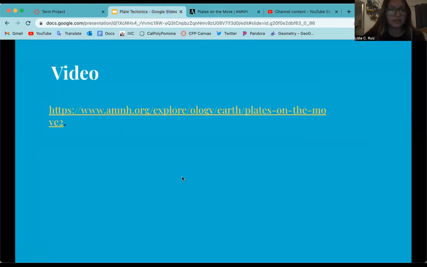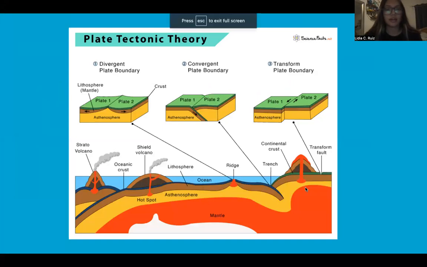Then going back, I provided another picture that's a little bit clearer than the other ones, that demonstrates the divergent plate boundary, convergent, and transform. And also it shows the hotspot. So you can see how in the lithosphere, the trench, the oceanic crust, and the continental crust.